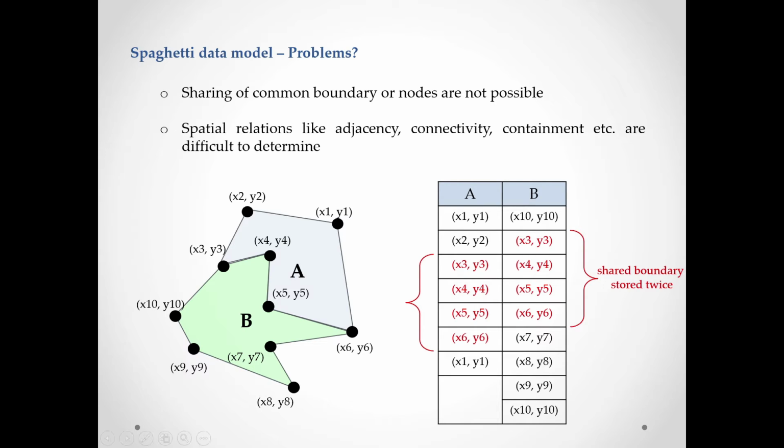However, here polygon A has stored these points. Similarly, polygon B has also stored the same points. The shared boundary is stored twice. So we have stored the same data twice. That is the problem.